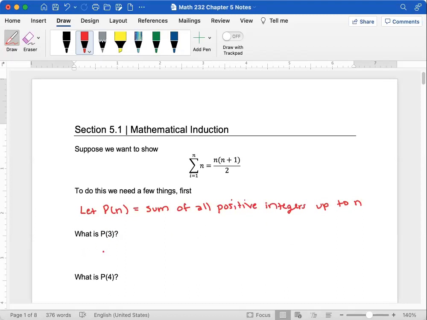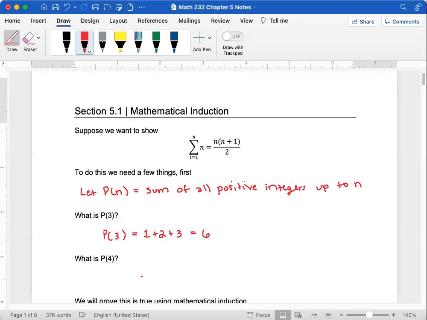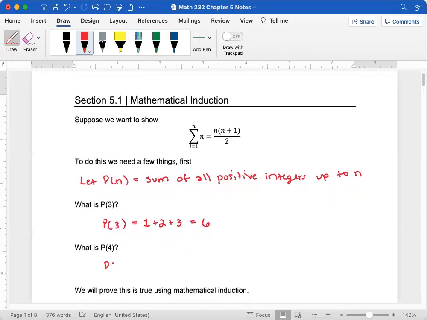of 3, that means I'm summing the first 3 positive integers, which means I'm summing 1, 2, and 3, which if I add those together, that comes out to 6. And then I'm going to look at p of 4 just to kind of reinforce this. So this time I'm summing 1, 2, 3, and 4, and that sums to 10.